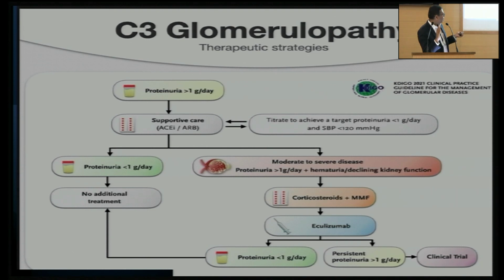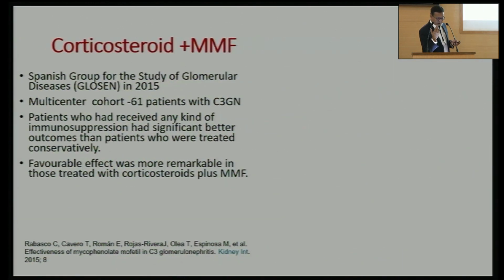However, if the patient has moderate to severe disease with deteriorating renal function, nephrotic-range proteinuria, you have to give corticosteroid and MMF, and then you can give eculizumab, or you can put them on some of the clinical trials. So, corticosteroid and MMF, what is the evidence for using this?